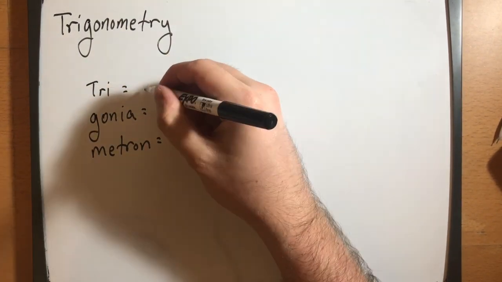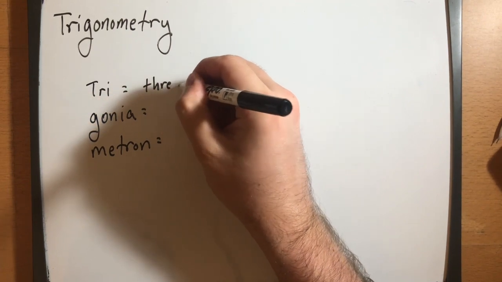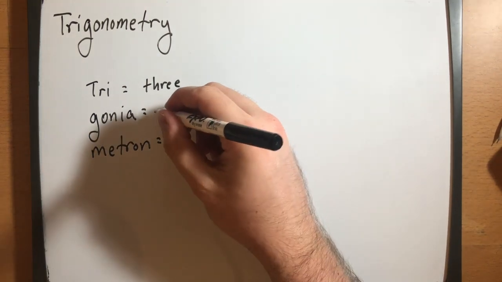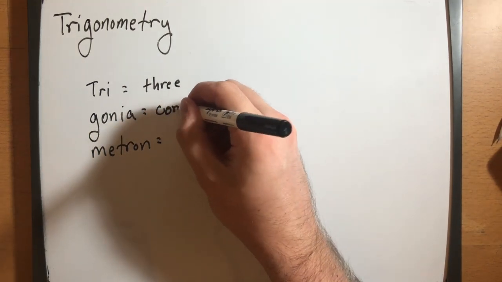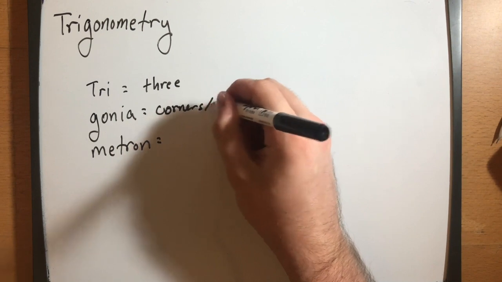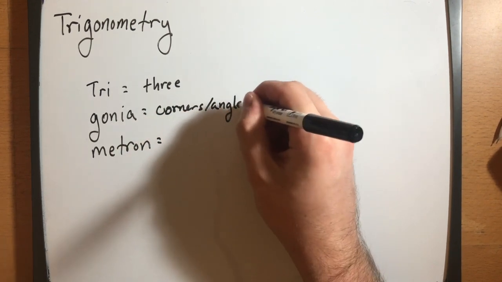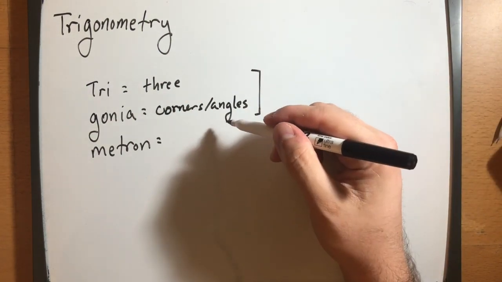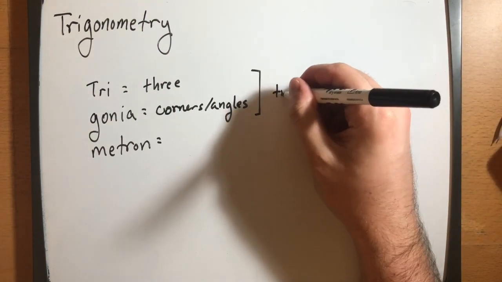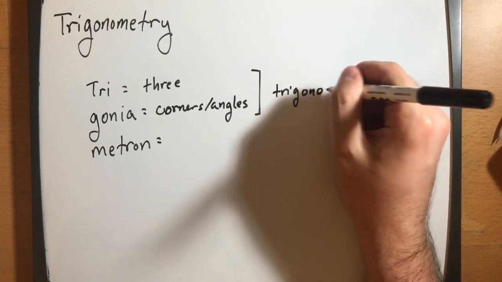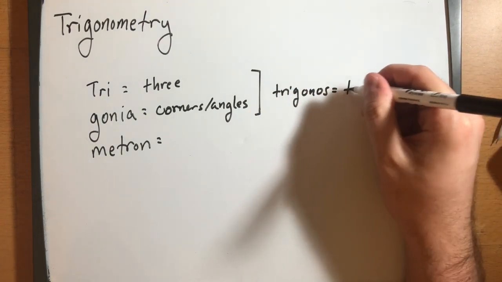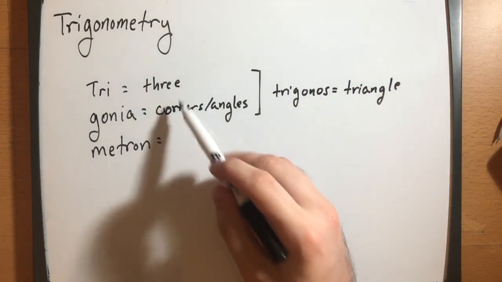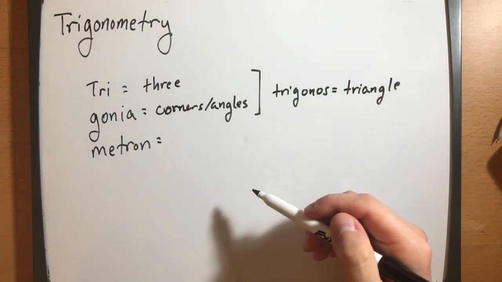Tri in Greek means three. Gonia means corners or angles. And actually, together, these two words, tri and gonia, create the word trigonos, which in Greek means triangle. Which makes sense, right? It's a shape of three corners, and that's a triangle.